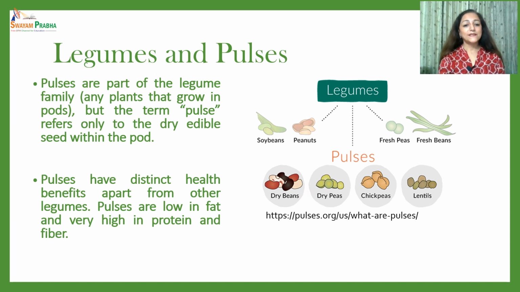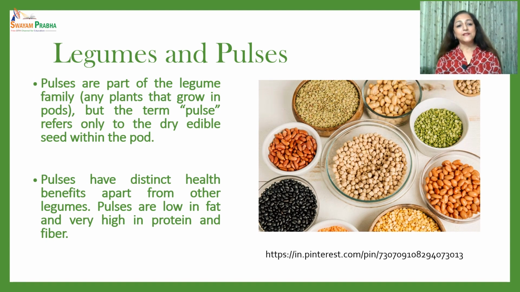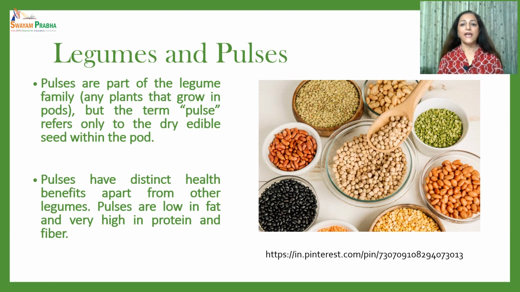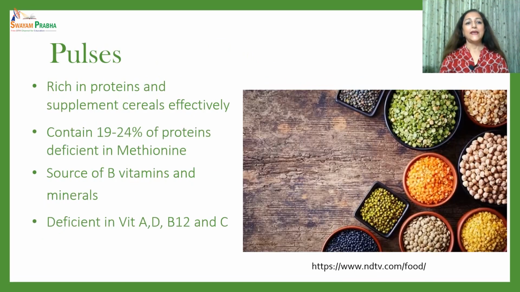So pulses are special because they have distinct health benefits apart from other legumes. Unlike legumes like peanut and soy, pulses are low in fat and very high in protein and fiber. Pulses are rich in protein and they will supplement the cereals effectively. They contain 19 to 24% of proteins, and they are deficient in another type of essential amino acid. We call it methionine, which is a sulfur containing amino acid.